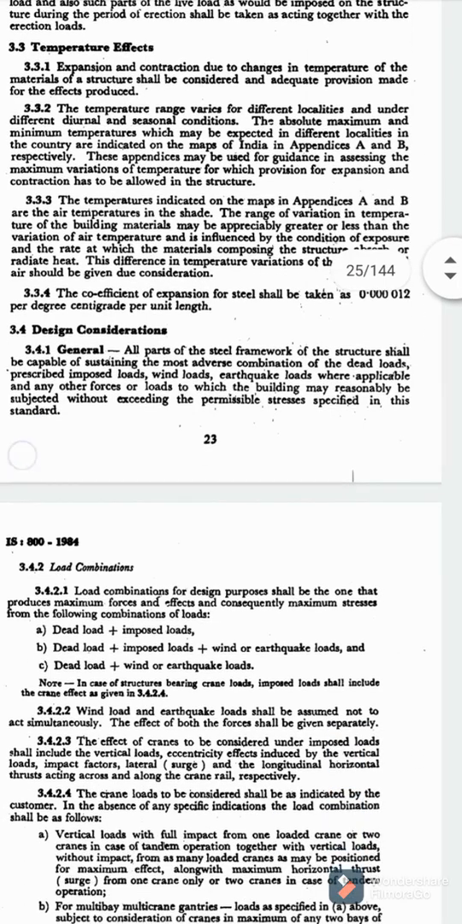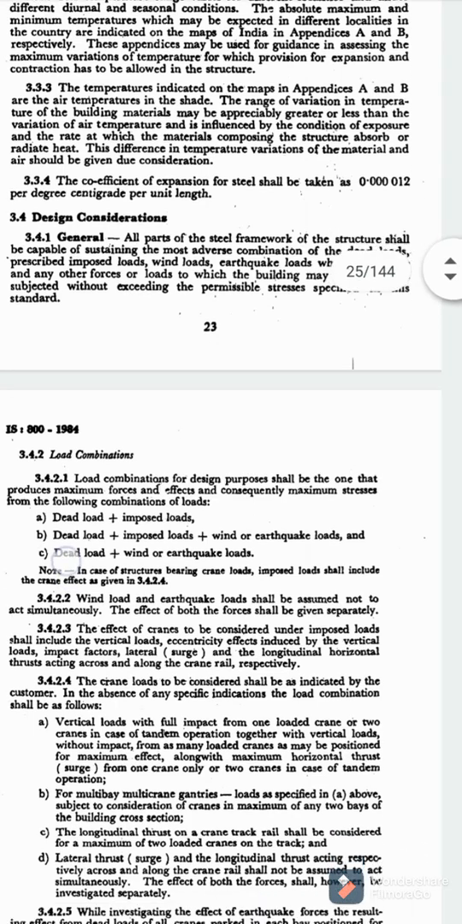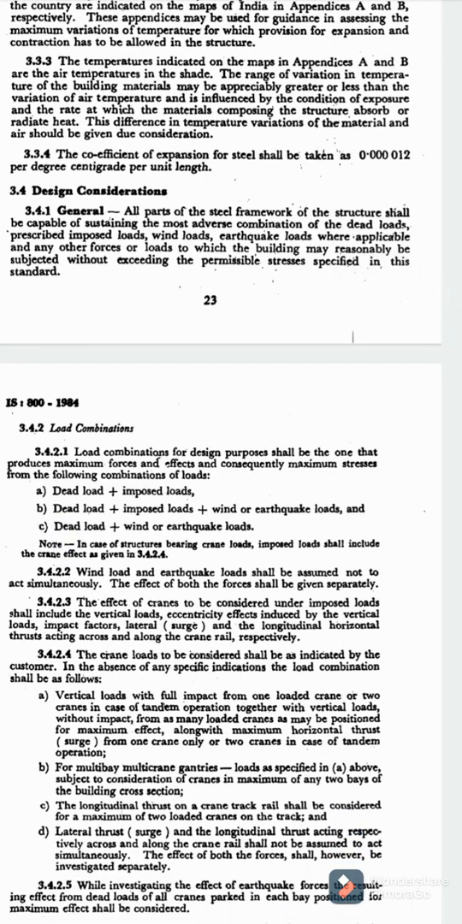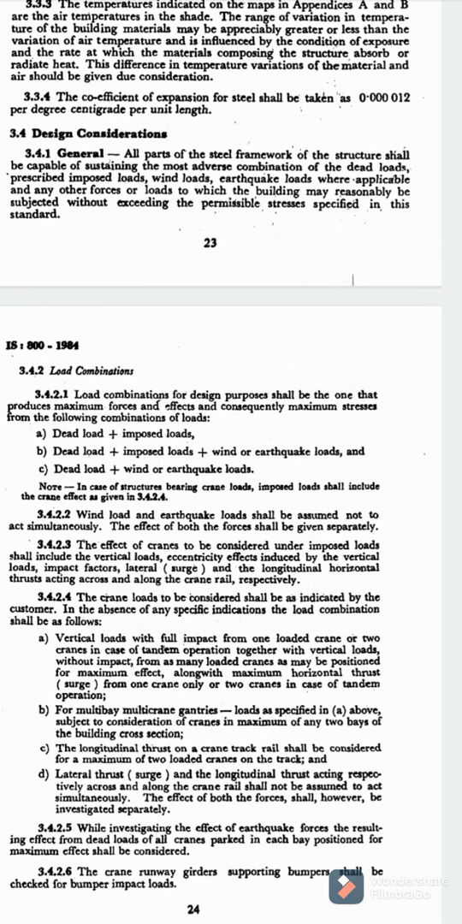Now design consideration. This is very important, that is the load combination. The load combination for design purpose shall be one that produces maximum force and effect and consequently maximum stress from the following combination of the loads. A is dead load plus imposed load. B is dead load plus imposed load plus wind load or earthquake load, and C is dead load plus wind or earthquake load. In all the three, you have to take the one which produces the maximum. In case of structural bearing crane load, imposed load shall be included in the crane effect.